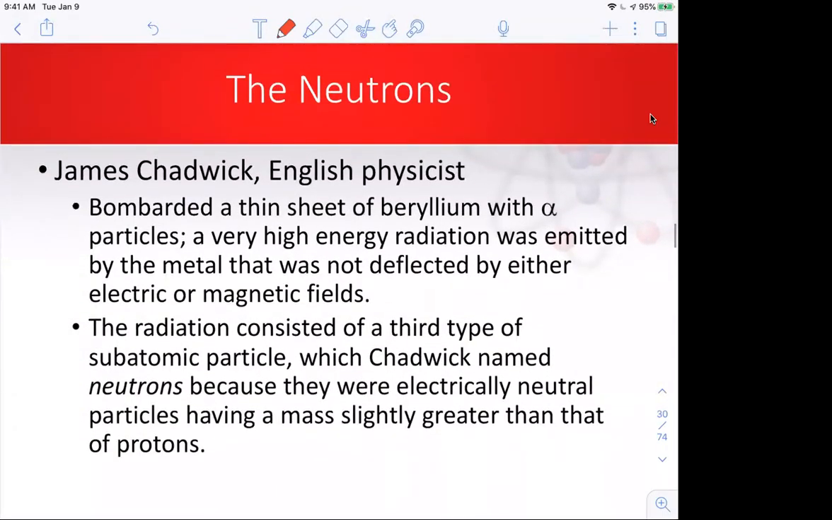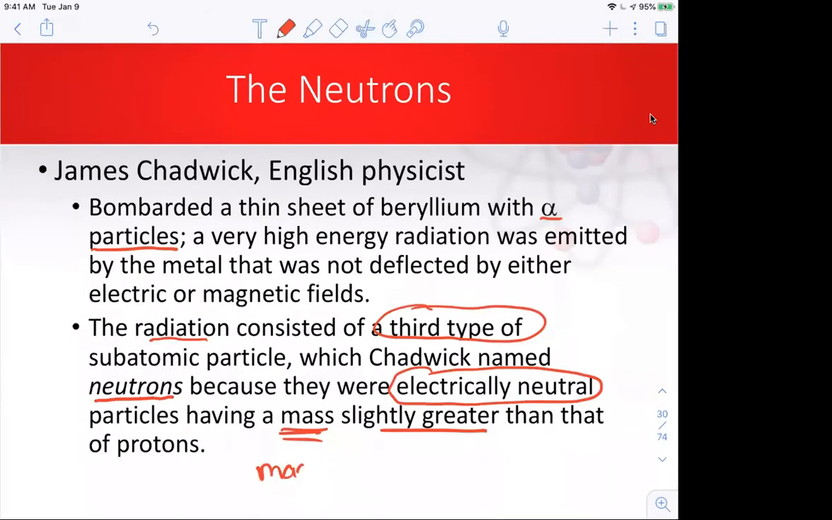So Chadwick bombarded a thin sheet of beryllium with alpha particles. Again, those are the positively charged particles. A very high energy radiation was emitted by the metal that was not deflected by either electric or magnetic fields. This radiation consisted of a third type of subatomic particle, which Chadwick named neutrons because they're electrically neutral. And they have a mass that's slightly greater than the proton.